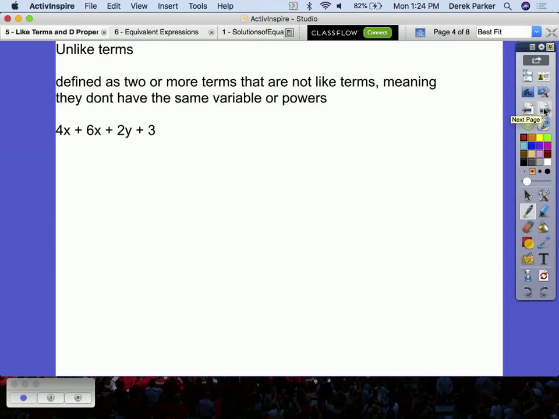Unlike terms are defined as two or more terms that are not like terms. For example, in the same problem we just did, these are my like terms. These are my unlike terms. They are unlike anything else in the problem.